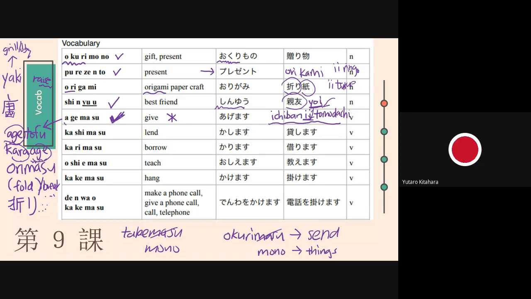Okay, give. Kashimasu is lend. Then we've got borrow, karimasu. Lend and borrow. So we will lend something to my friend. I'll borrow books from the library. We're going to do that later.